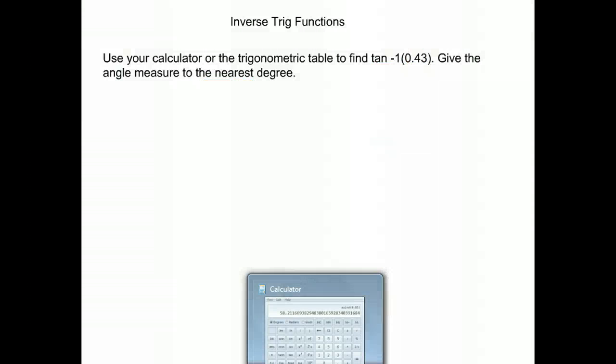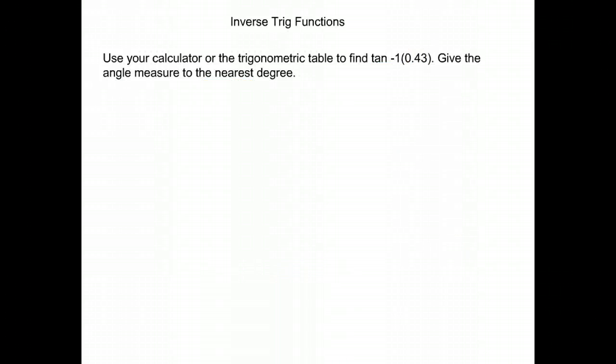Okay, let's try another one. This again says use your calculator or a trig table to find, this time, tangent inverse of 0.43. So again, I'm asking what angle has a tangent ratio of 0.43.